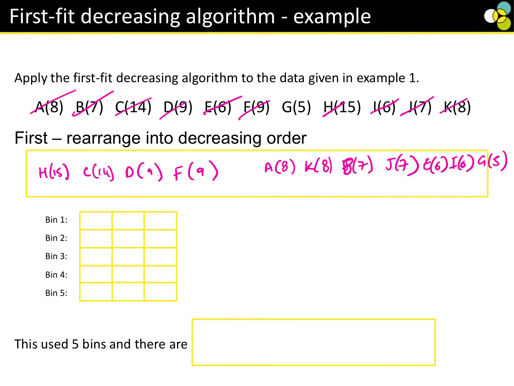So this one, we're going to start H15. Okay, then we've got C14. Then we've got D9. Okay, now F9 will be able to fit in here. A8. K8. 7 doesn't fit anywhere. B7. J7.